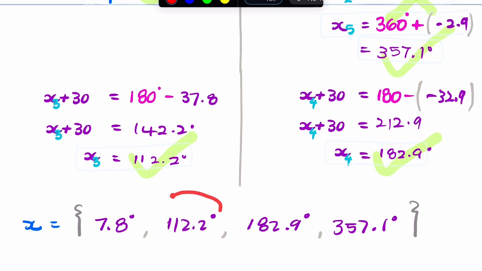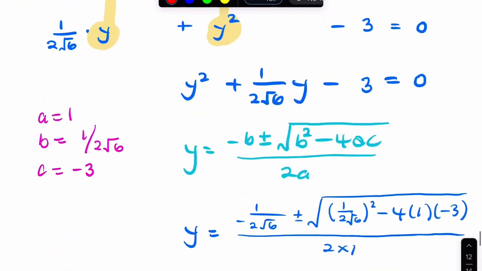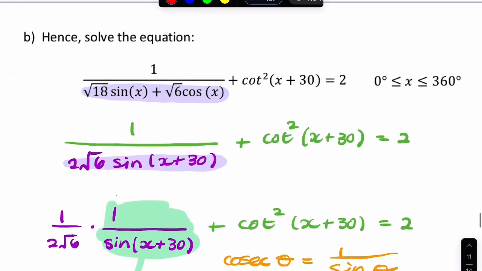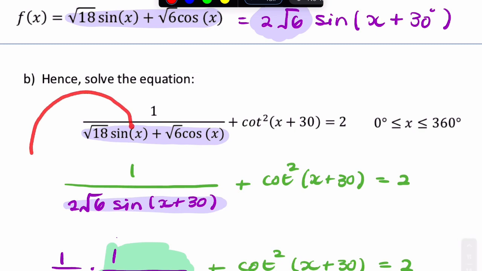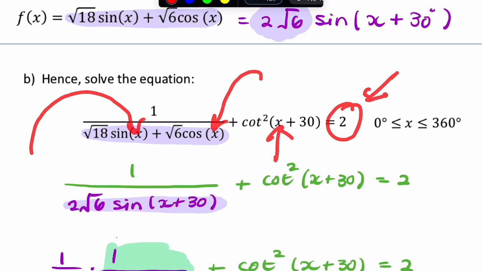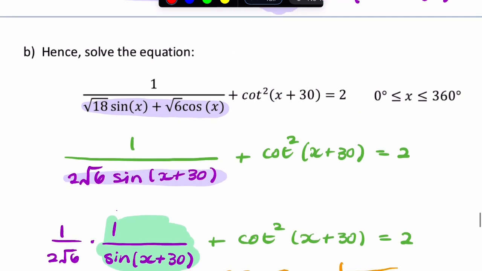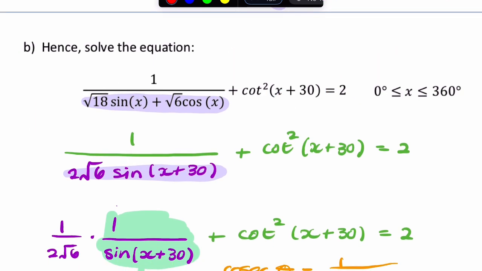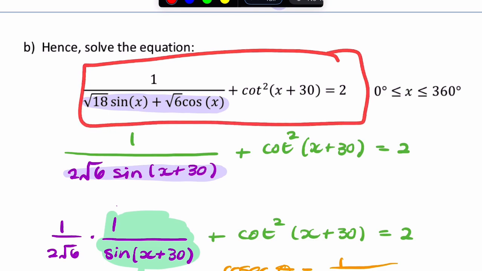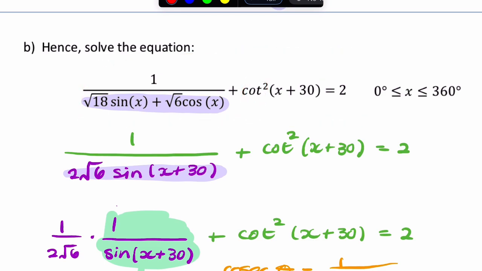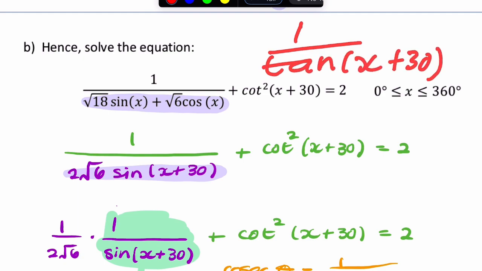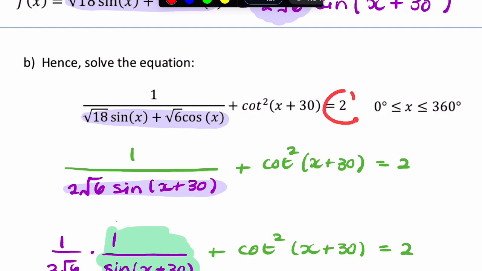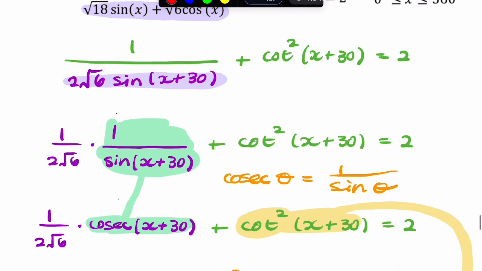You can check, you can take any of these solutions and put it back into the original equation. You can put x here, here, and here, and you should get 2. So that's an easy way to check. Okay, so you can put this in your calculator. Obviously, you can't put cotan, but you can put 1 over tan of x plus 30 in your calculator. And you should get 2 or something very, very close to 2. So that's how you would answer this question.